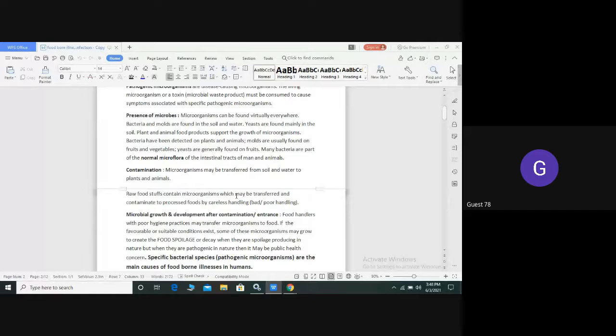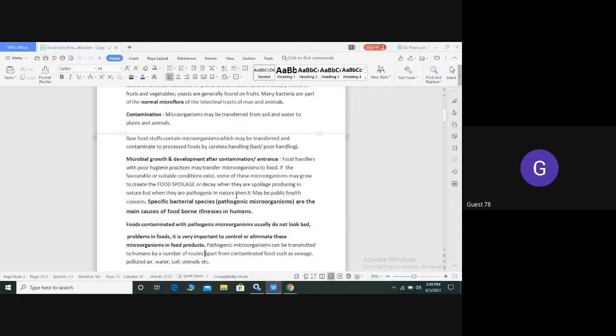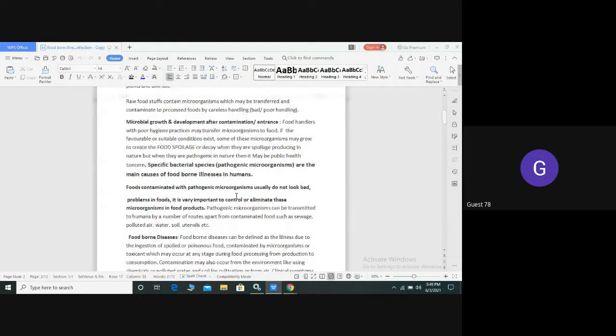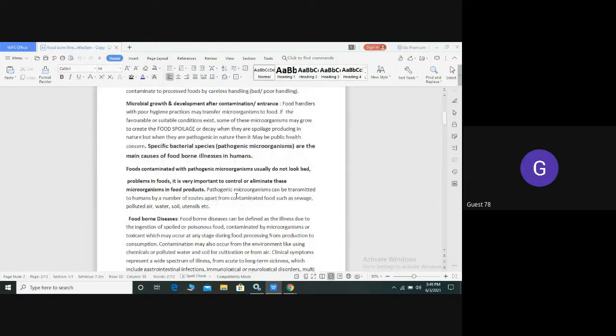So microorganisms are everywhere. We cannot deny that. Contamination is a situation where microbes enter a particular food. Microorganisms may be transferred from soil and water. These are the modes from where microbes are transmitted from one part to another, one surface to another surface, one body to another body. These are the contamination sources. Microorganisms may be transferred from soil and water, plants and animals. The raw foodstuff contains microorganisms which may be transferred and contaminate the processed food by bad handling. By bad handling practices, they can easily transmit from one part to another.